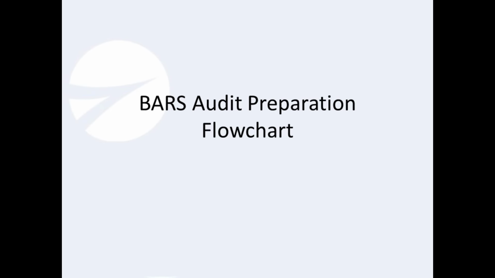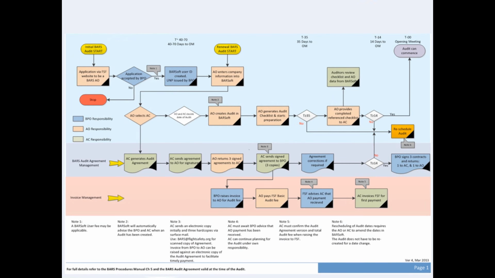Here's a look at the BARS audit preparation flowchart outlining the various steps required by the 3 different parties for preparation leading up to the BARS renewal audit. This covers the agreement handling, the invoice handling, and the BARSoft audit checklist handling.